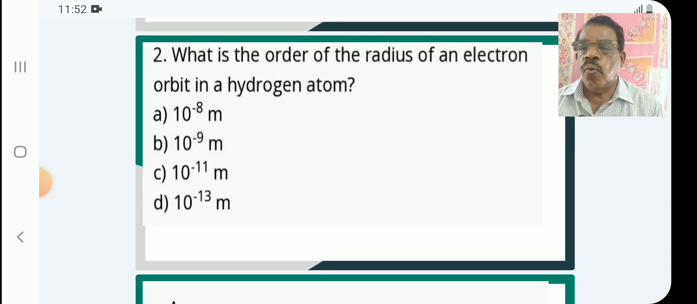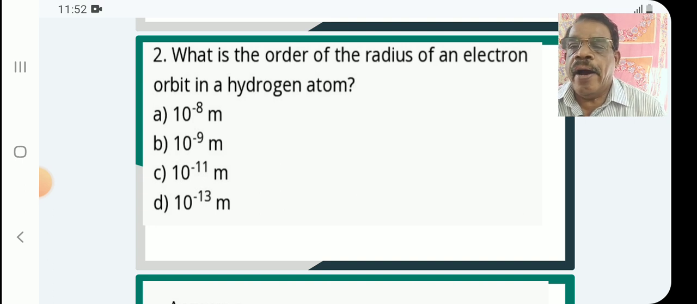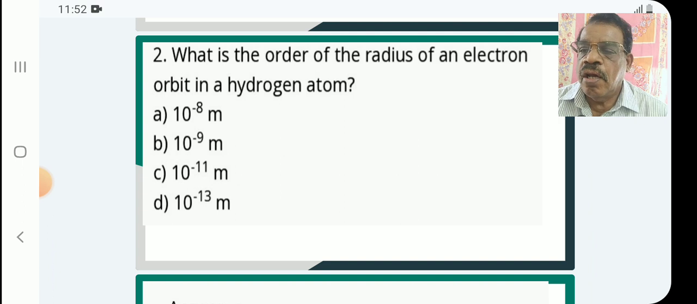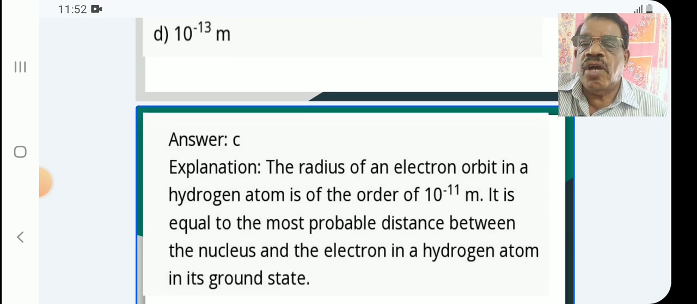Next question. What is the order of the radius of an electron orbit in a hydrogen atom? A, 10 raised to minus 8 meter; B, 10 raised to minus 9 meter; C, 10 raised to minus 7 meter; D, 10 raised to minus 13 meter. Remember, it is answer C. C is the most appropriate answer.